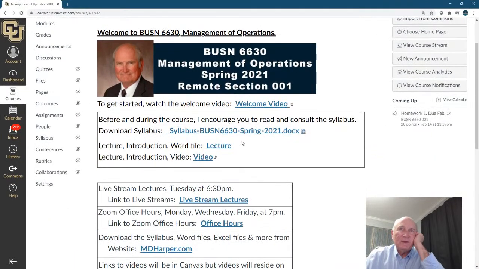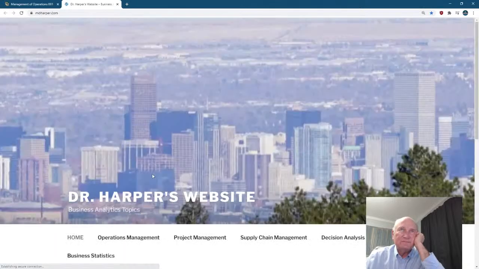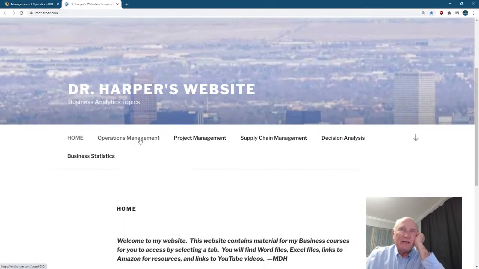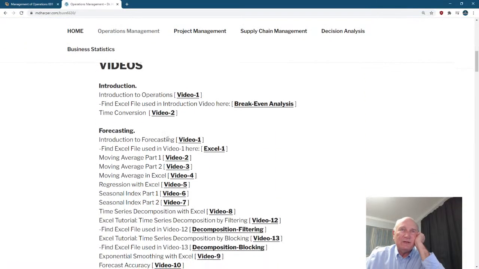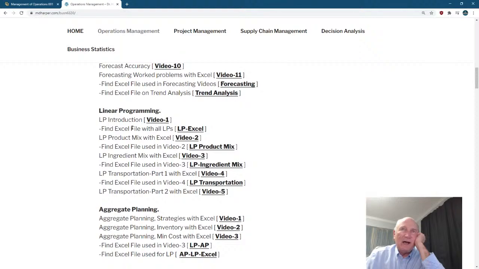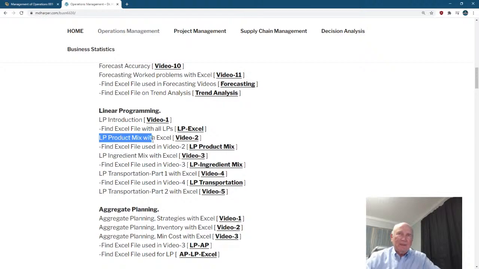Okay, here's home. Now, if you go to my website, mdharper.com, Operations Management tab, come down here to linear programming. I have a lot of Excel spreadsheets in here, and these Excel spreadsheets will show you how to, I'm getting ready to go into the product mix, ingredient mix, transportation LPs, okay? And I have a video, and those videos will describe things, will present things.